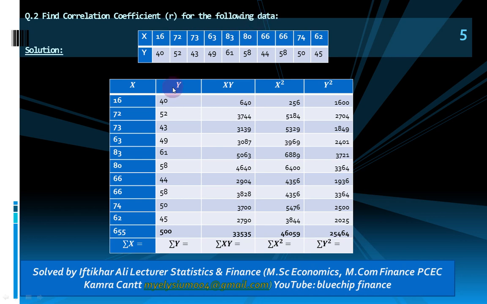Second question, find correlation coefficient for the following data. I described or defined several times that we need 5 calculations for the calculation of correlation coefficient and regression. So we need here 5 calculations: sum of x, sum of y, sum of xy, sum of x square, sum of y square, and the sum of all these values are given here.